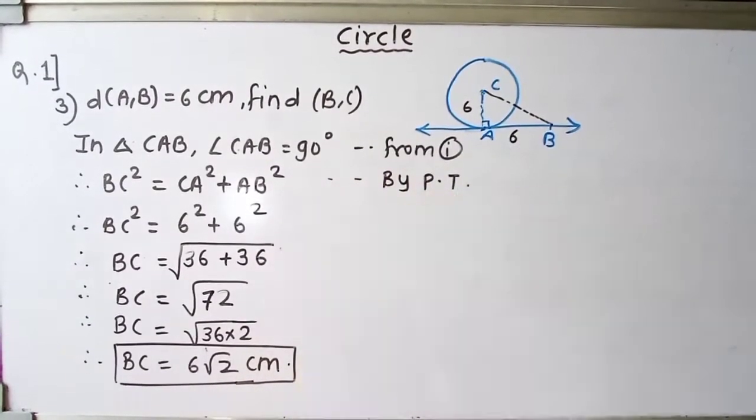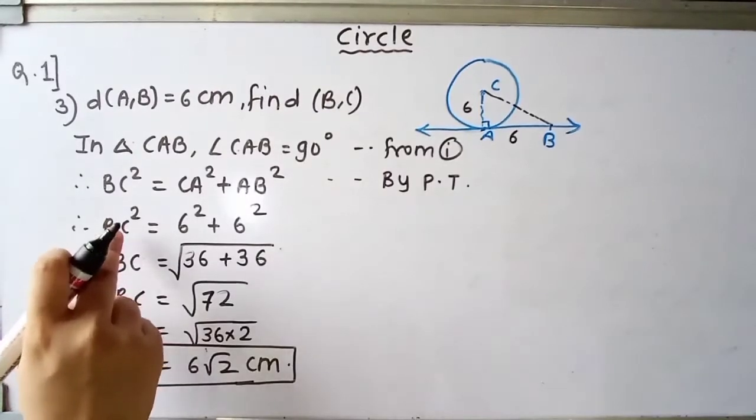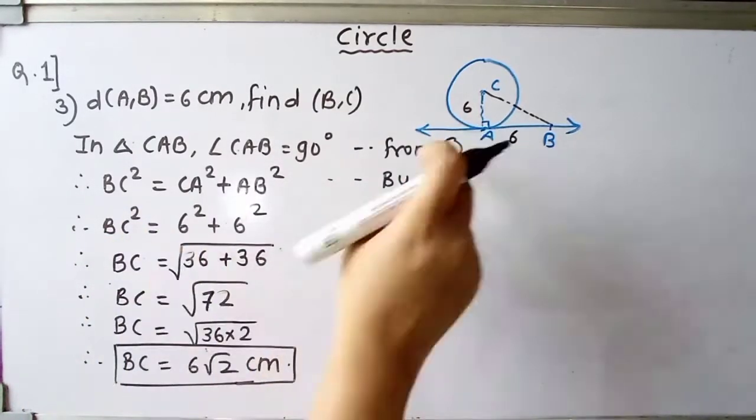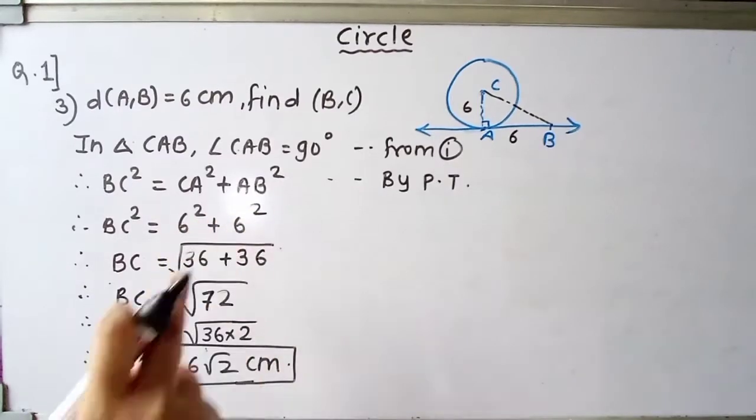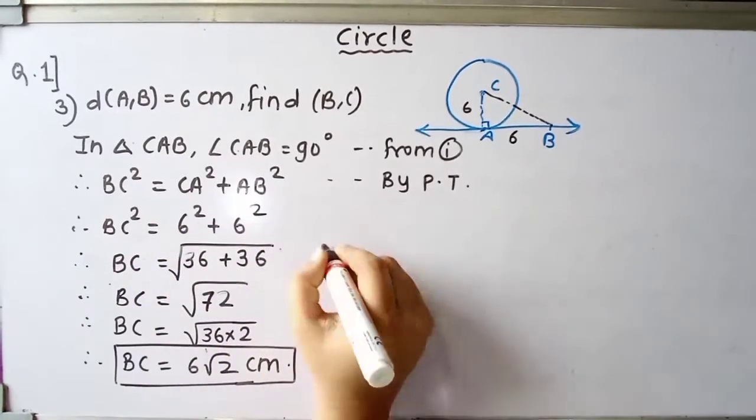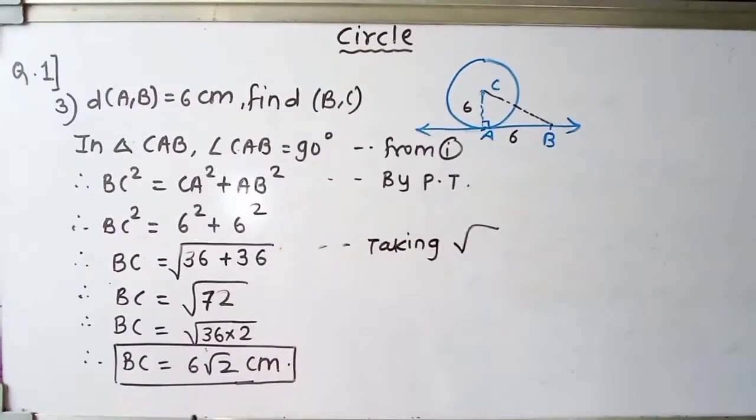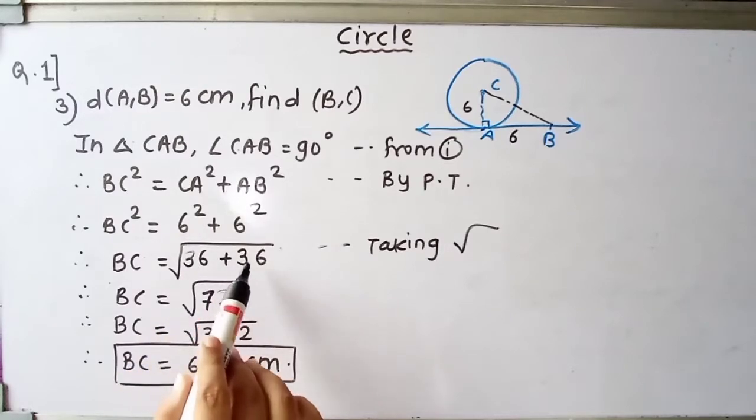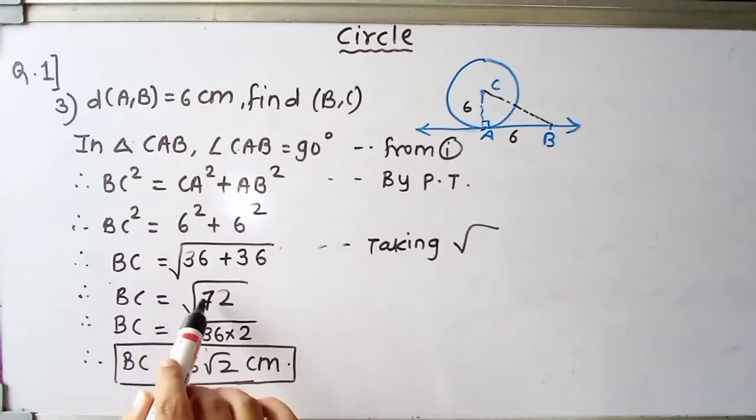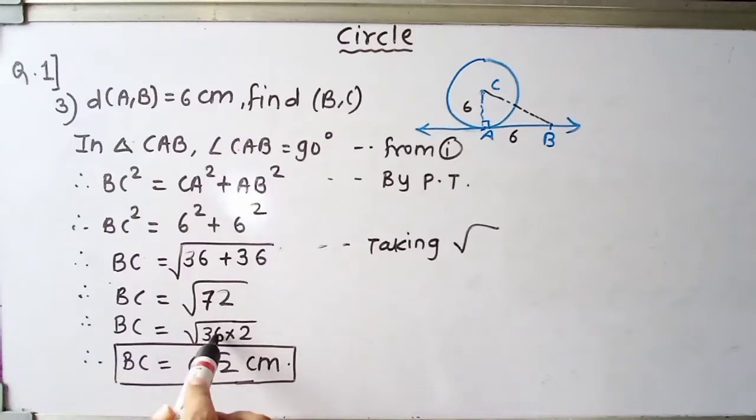Reason is by Pythagoras theorem. You write it in full words, okay? Therefore BC square, CA is 6, AB also 6, so 6 square plus 6 square. Therefore BC is equal to, taking square root on both sides, square root of 36 plus 36. So BC is equal to square root of 72. You can split this: BC is equal to square root of 36 into 2. So take this 36 outside the square root, so you will get 6. So the answer is 6 root 2 centimeters. Is this clear to you?